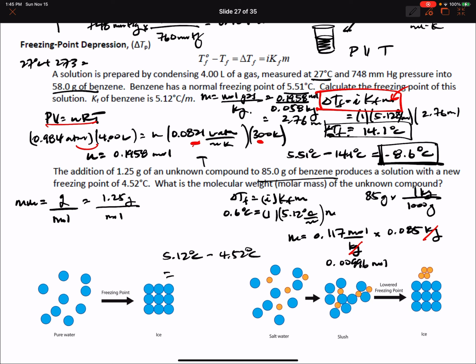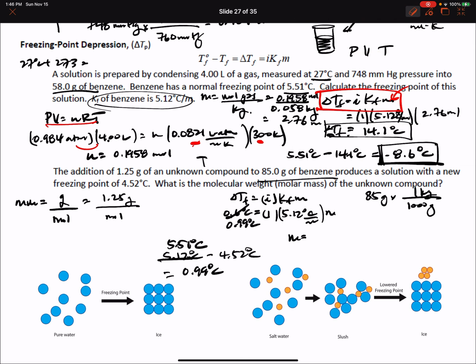And, oh no, this is a disaster. Hold on, what happened here? 5.12. Oh, what a clown. Clowny clown. Got to read more carefully. 5.51 degrees C. Yep. 4.52. 0.99 degrees Celsius. Bad work by me. Erasing.